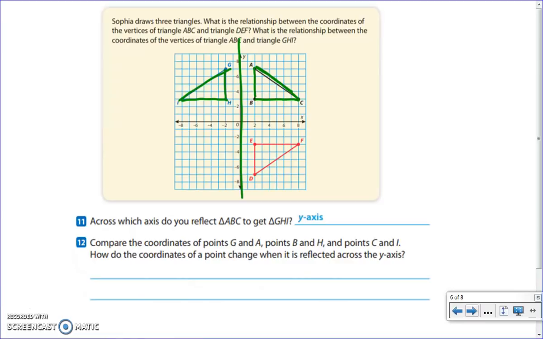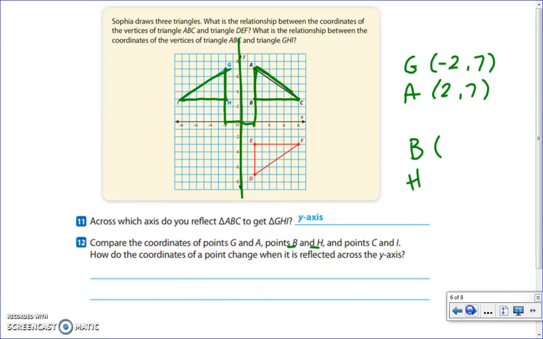Comparing the points of G and A. So point G would be -2, 7. And point A we know is 2, 7. And then we're also going to compare B and H. B is 2, 3. And H is -2, 3.